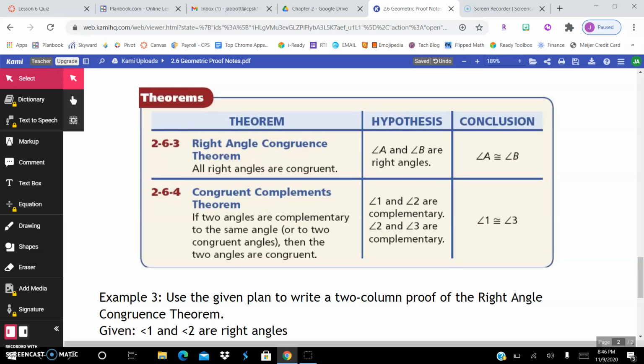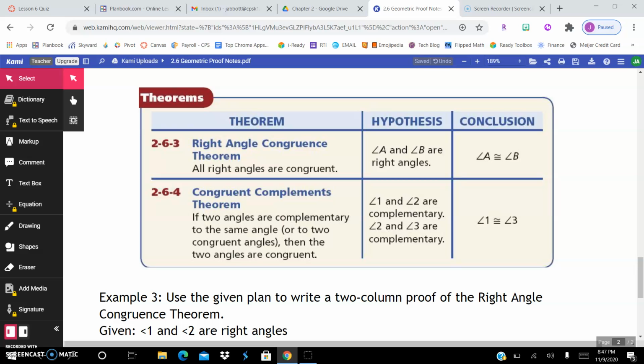Then we have two more theorems. We have the right angle congruence theorem, where all right angles are congruent. So if angle A and B are right angles, then we can conclude that angle A is congruent to angle B because they're both 90 degrees.